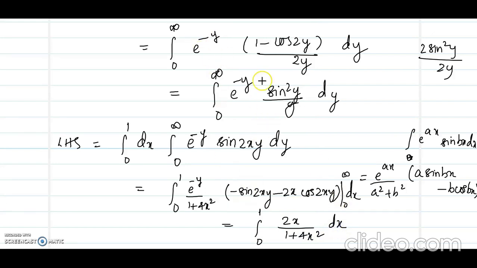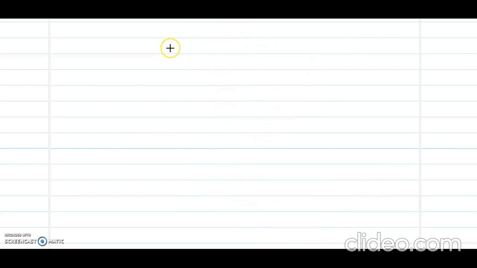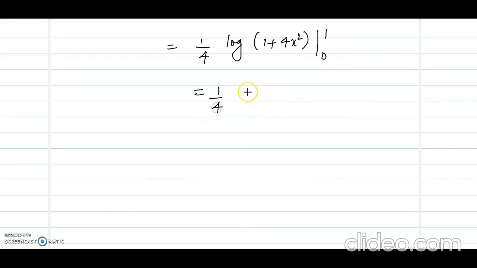Now upon integrating this, this will be equal to 1 by 4 log of 1 plus 4x square, from 0 to 1. So when you apply the limit, you will get 1 by 4 log 5 minus log 1, which will be equal to 0. So therefore we will get 1 by 4 log 5.